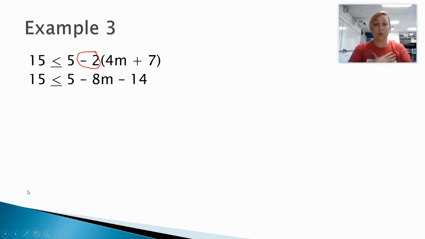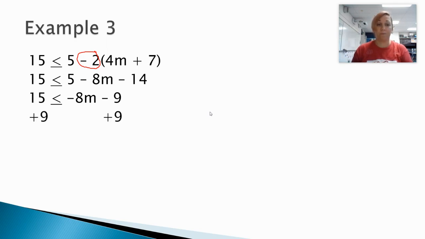My personal choice on what I want to do next, and this does not have to be your next step, but this is what I think makes the most logical sense to me. I'm going to combine together the 5 and the negative 14 because those are like terms and they're both on the right-hand side. So 5 minus 14 is negative 9. At this point in time, my next step must be to add the 9 to each side. And I'm at my final step of the problem.